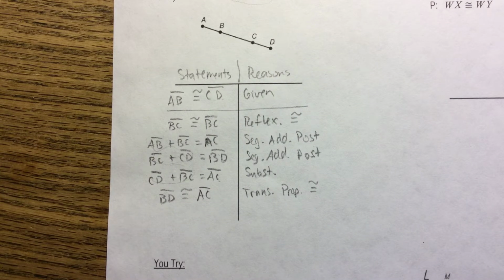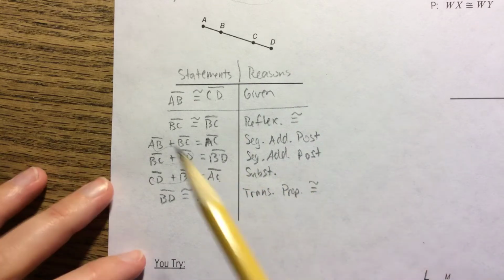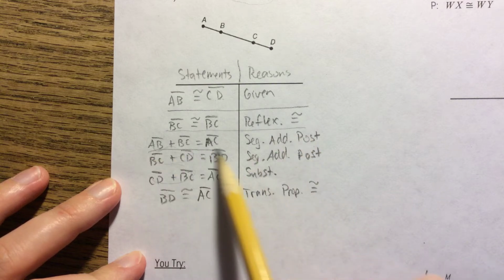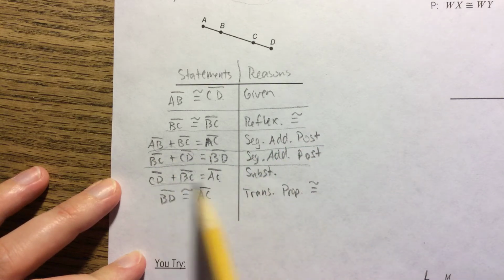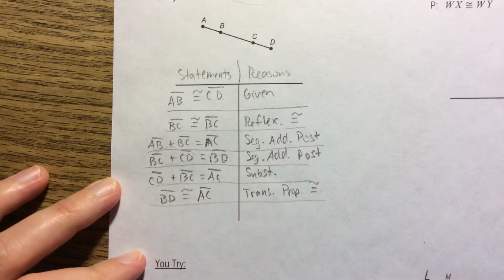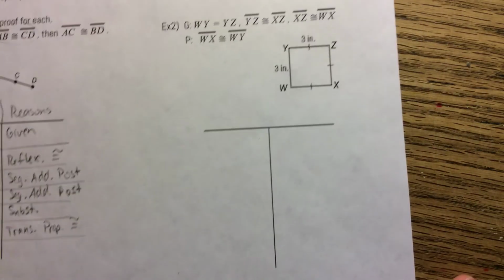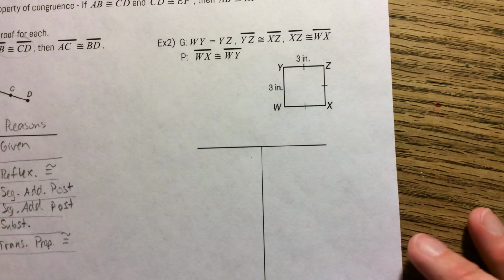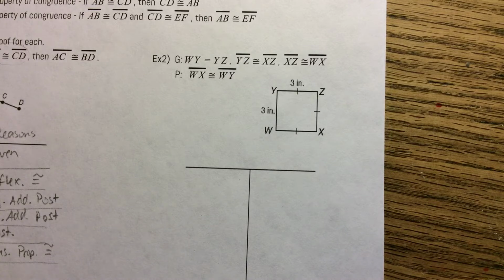So when you're looking at proofs, you're trying to figure out ways you can substitute things in, exchange things to get where you're trying to get with what it's asking you to prove at the end there. Separate these a little bit. Okay, one more proof here to do together. So we have our given, and then we have what it wants us to prove.